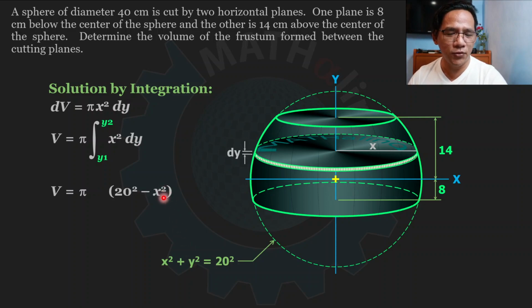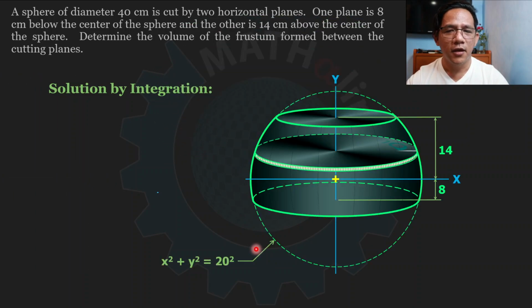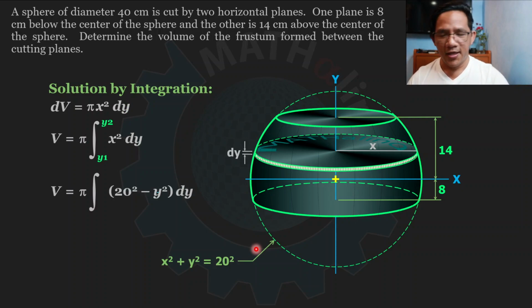Let us replace that. Okay, save. Now we already have the correct equation, 20 squared minus y squared dy, in terms of y.